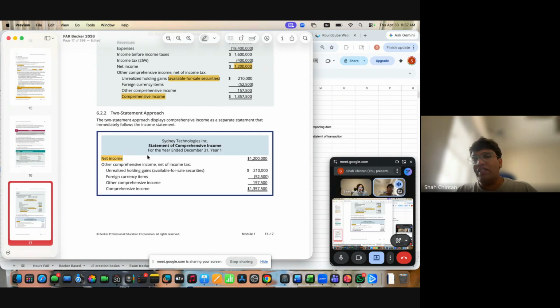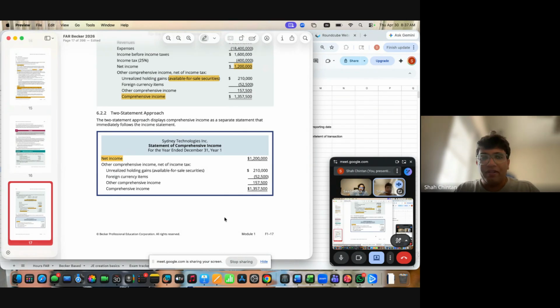उसके बाद आप दूसरा स्टेटमेंट बनाते हो, स्टेटमेंट ऑफ अदर कॉम्प्रिहेंसिव इनकम, जिसकी शुरुआत होती है नेट इनकम से, एंड देन यू पुट ऑल दिस फोर आइटम्स व्हिच आर अनरियलाइज्ड गेन फॉर AFS, फॉरेन करेंसी आइटम्स, एंड देन इट कम्स टू योर टोटल कॉम्प्रिहेंसिव इनकम. बात एक ही है, जस्ट टू डिफरेंट फॉर्मेट.